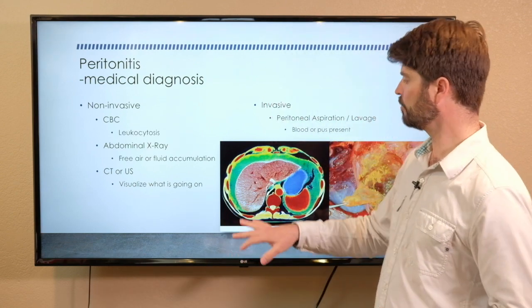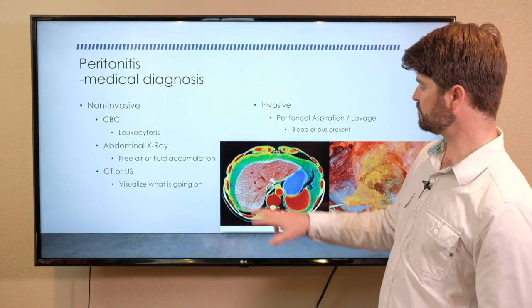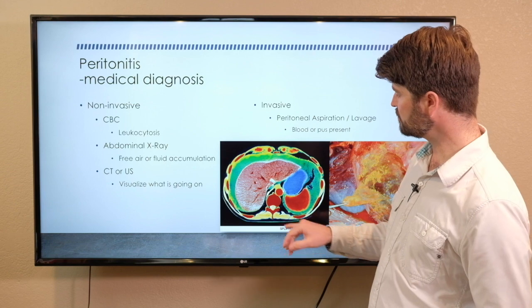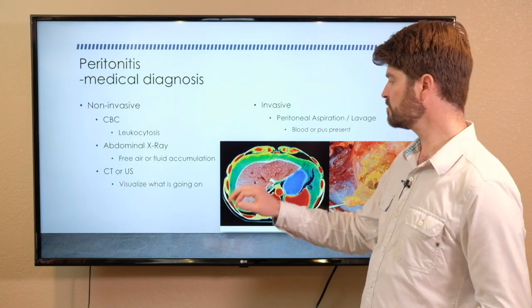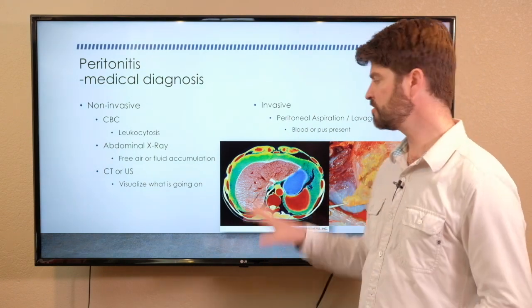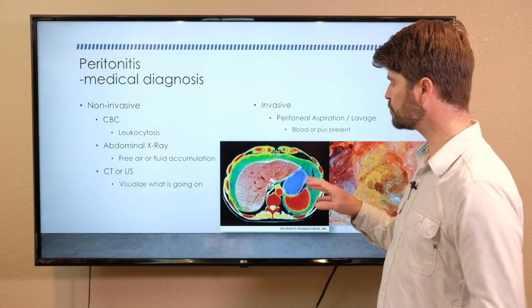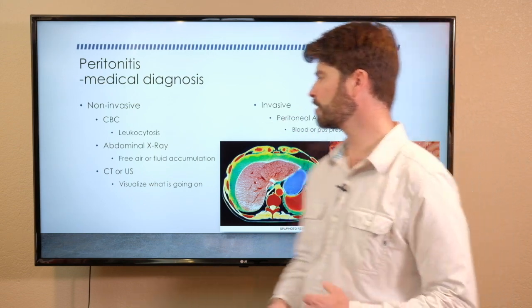So this is a colorized CT scan where you can see the different organs, so the liver, stomach, spleen, that kind of stuff. And all this green is inflammation. This is the peritonitis. So we have a very active and severe peritonitis in this patient, with all that inflammatory tissue compressing on the abdominal organs.